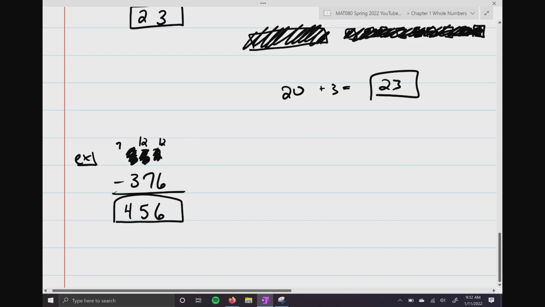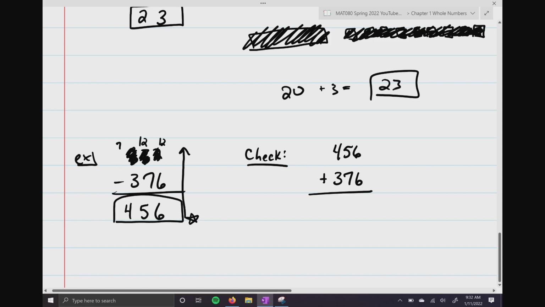So we get a final result of 456. Now, math is one of those beautiful subjects that you can actually check yourself to make sure you're correct. And how we check ourselves is we're going to take the result, 456, and we're going to add 376 to it. In other words, to check, you're going to start down below, and you're just going to go in the opposite direction. And the opposite of minus is plus. So we're going to add these two numbers together.